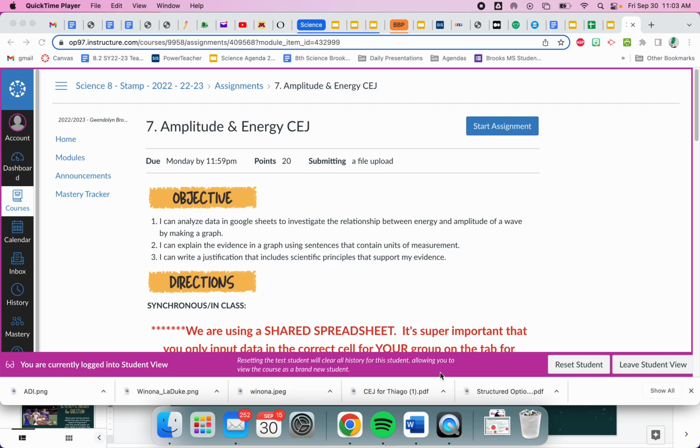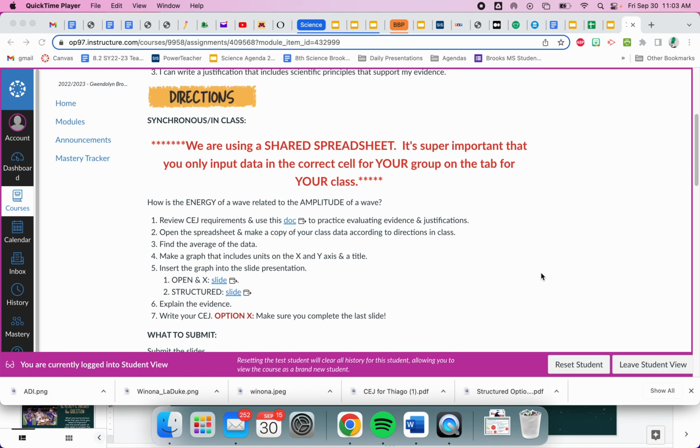Go over how you're going to do this amplitude and energy CEJ. So, reminder, we have already done this. We practiced evaluating evidence and justifications. This is already done as well. What you're going to do now is open an X option if you're doing that, or the structured option if you're doing that.